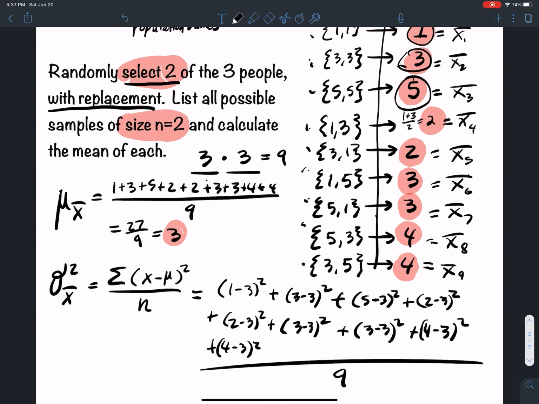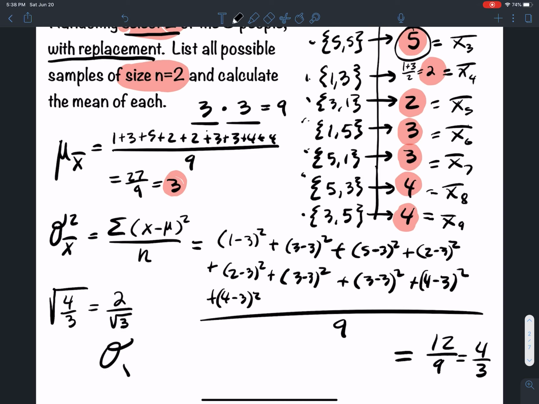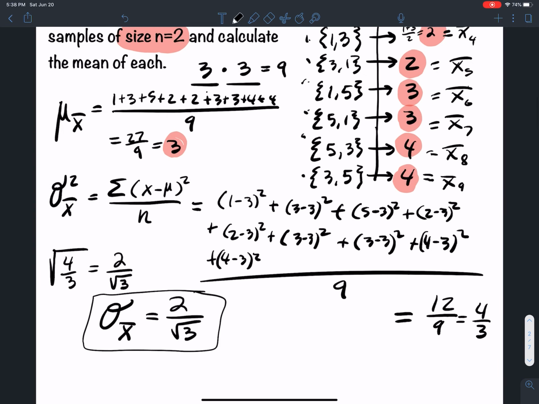all divided by how many there are. There's 9 of them. Oh my goodness, that's a lot, right? So to save you a little bit of work, the numerator is 12 and the denominator is 9, so that gets me 4 over 3. To get the standard deviation, I take the square root of 4 over 3, and that's 2 over the square root of 3. So the standard deviation of sample means is equal to 2 divided by the square root of 3. Okay? Yikes. A little bit of work there.